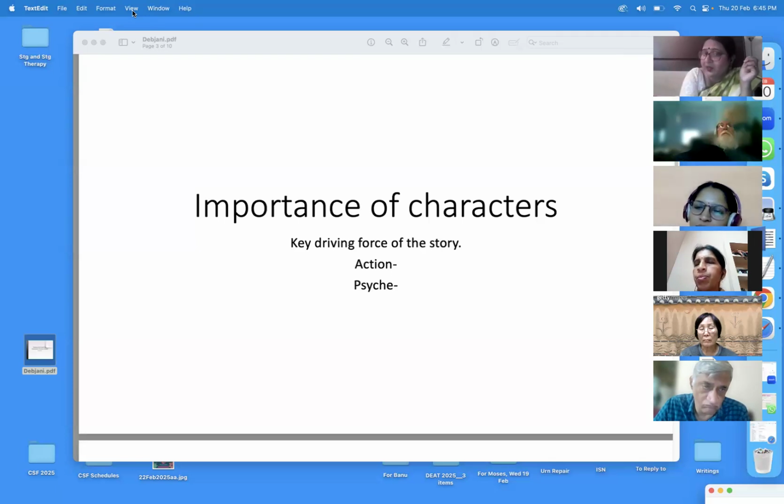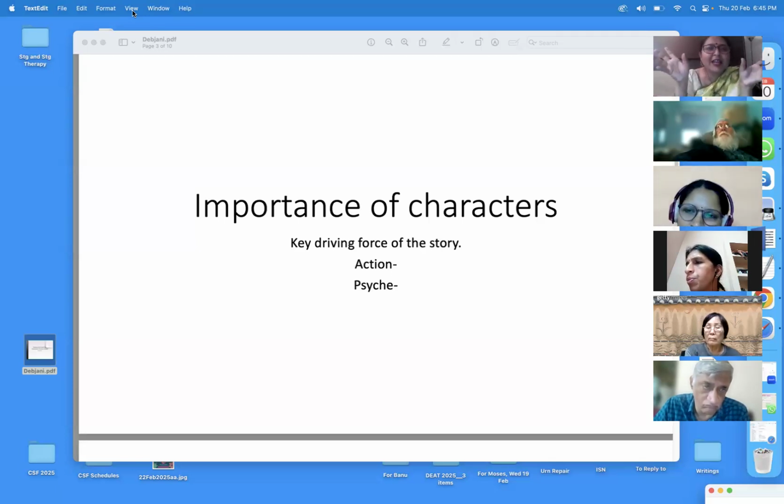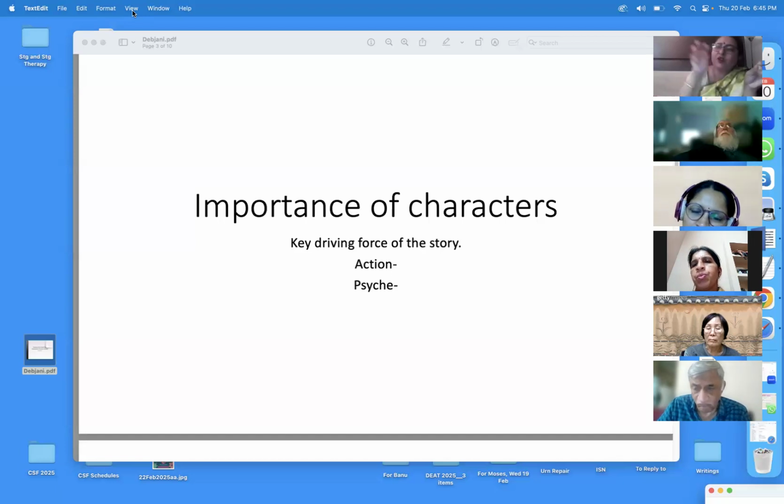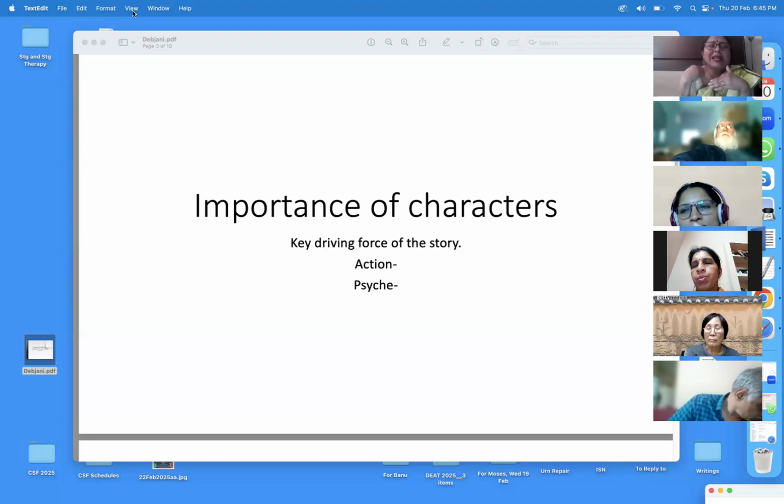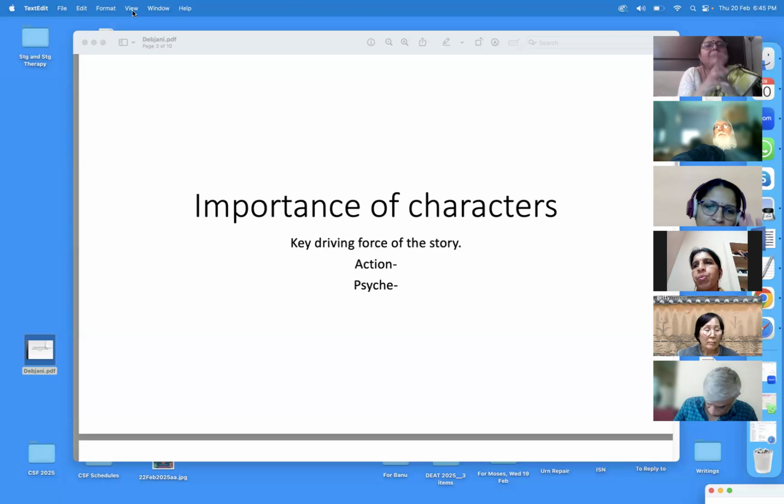So if you are a person who is more of an action type, you can script your story with more emphasis on action, on incidents, on plot. And if you are a person who is more psychological, you have that bent of mind, then character-driven story is your thing. Yes? Anybody has anything else to say? Agree, disagree, anything?